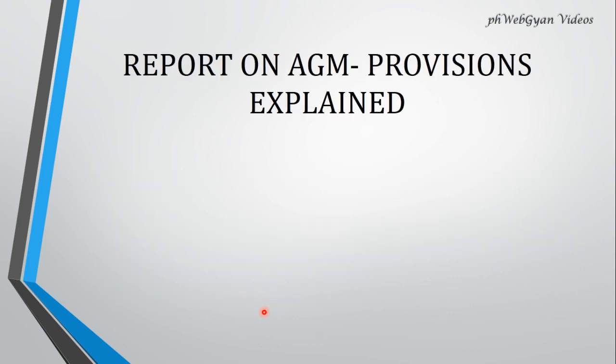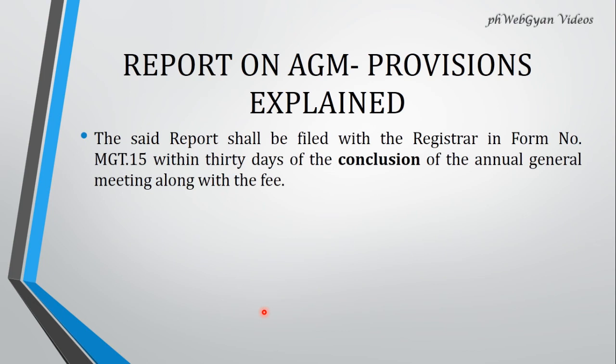Now, we shall discuss the filing of this report. As we know, section 121 also provides about the signing of the report, apart from the filing of this report. In the rules, signing of the report is mentioned, and in the section, filing of this report is mentioned. So this report has to be filed with the registrar in form number MGT 15 within 30 days of the conclusion of AGM along with the fees. Along with the requisite fees, the report is to be filed with the registrar, and the form is MGT 15, which is given in the rules.